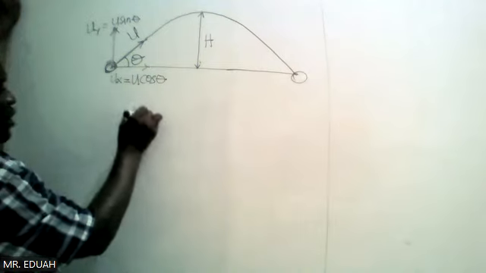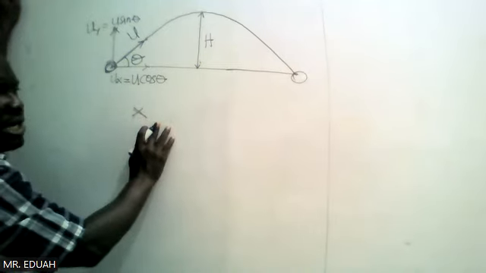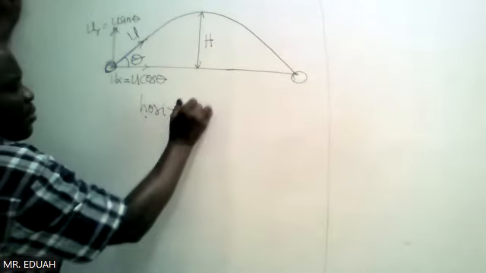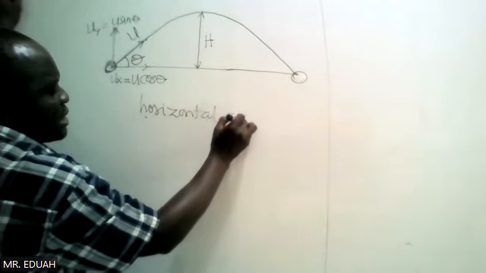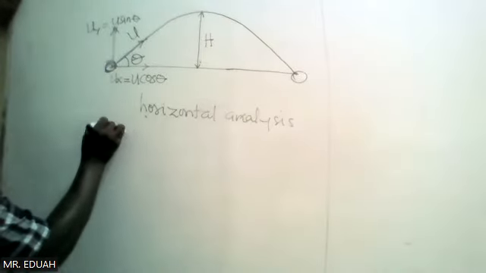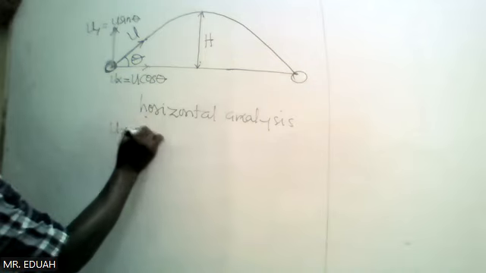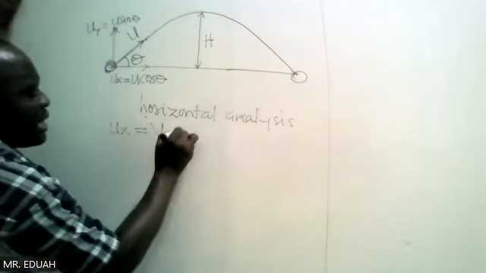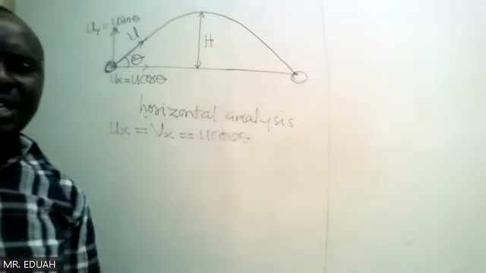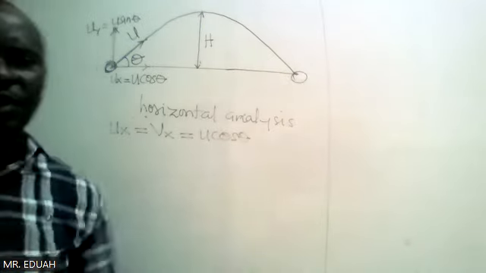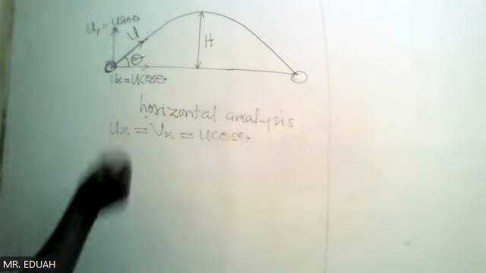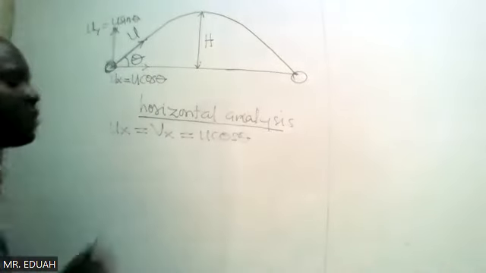Last time we observed that if we look at the analysis along the x-axis, the horizontal component, we realize the velocity is constant. So initial horizontal velocity is equal to final horizontal velocity, and they are all equal to u cos theta. What is the reason for this constant velocity along the horizontal? Can somebody remind us?